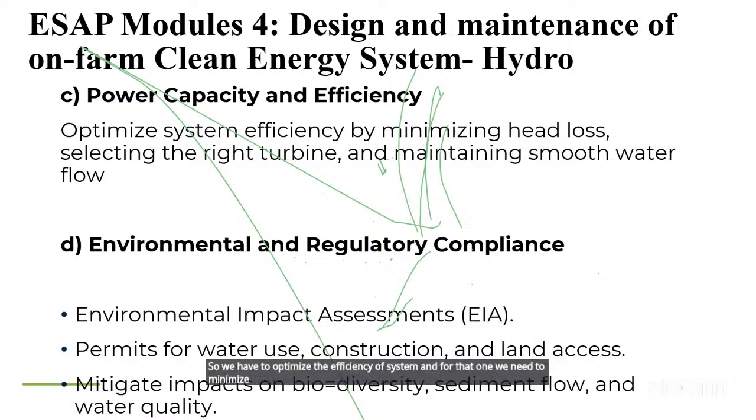Which type of losses here? We are talking about head losses and losses in the penstock. And this one is done by selecting a very good turbine and a very good penstock, which should be made using very good material when you consider pressure, the amount of water, and so on.